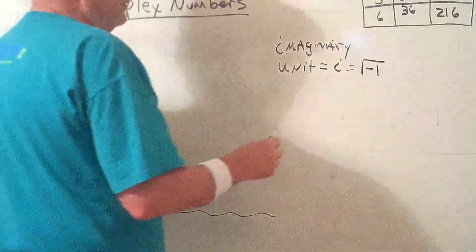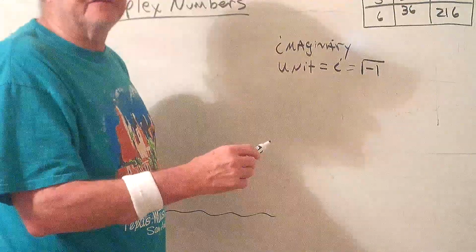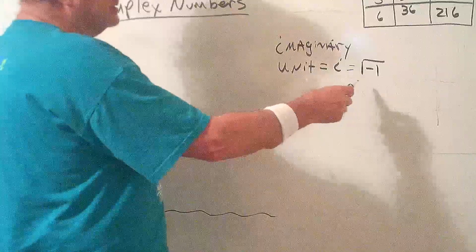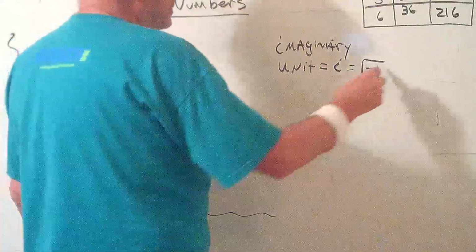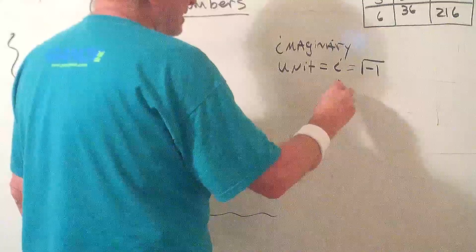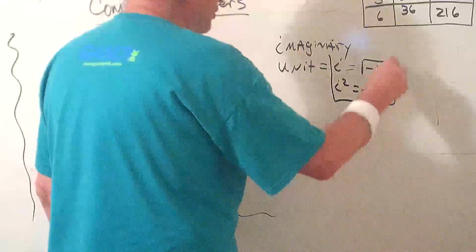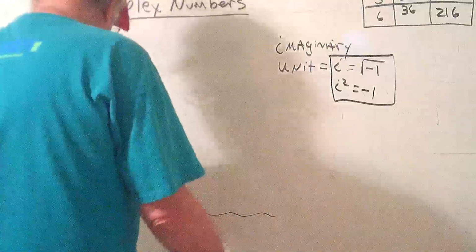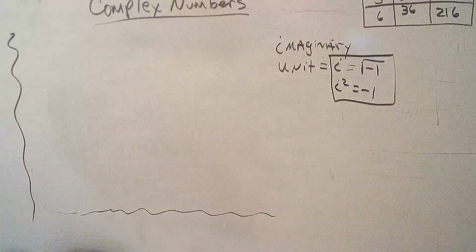Now, if we square both sides like we did in the last lesson to find out what I squared is, we get I squared equals -1. Now this is important because we're going to use the I squared in several problems.